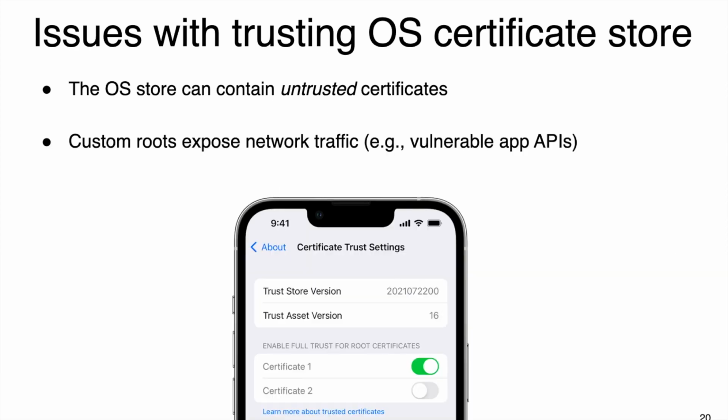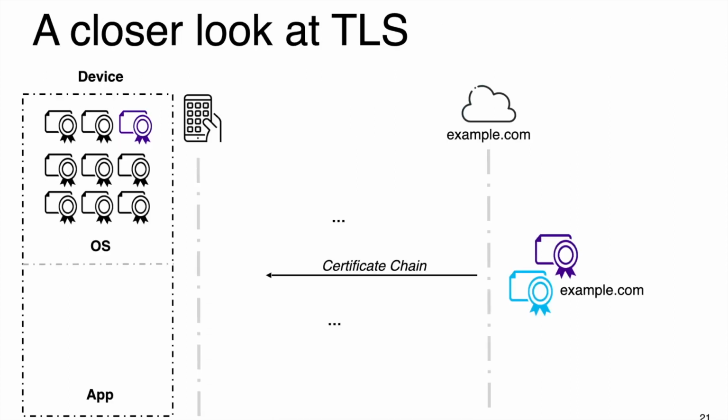Second, the OS certificate store can also be customized by device owners. This can enable greater transparency by allowing owners to inspect the network traffic being sent by apps. On the other hand, this can potentially expose apps' APIs and make them more susceptible to abuse. I'll note that this list is not exhaustive by any means, but only highlights some of the issues with trusting the OS certificate store. So let's take a look again at certificate chain validation.